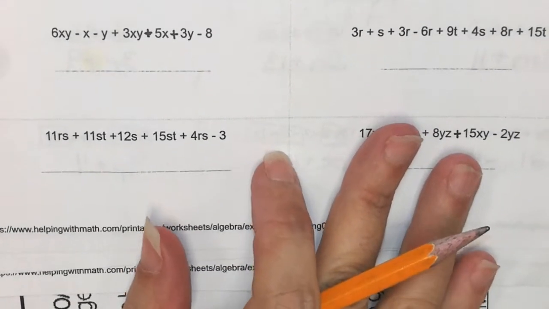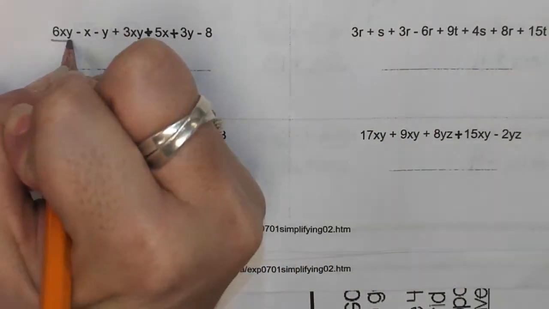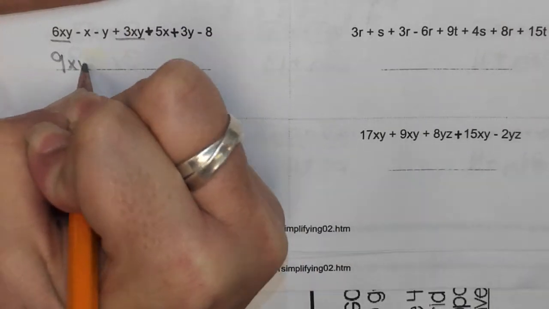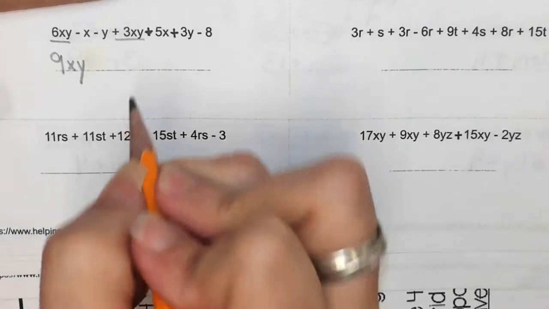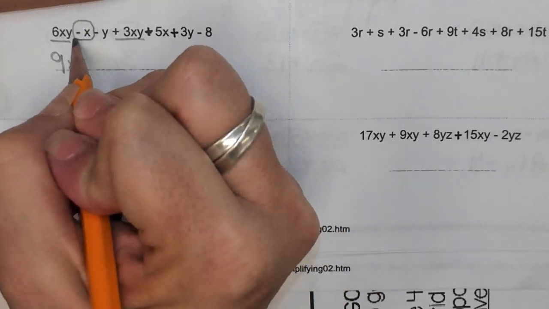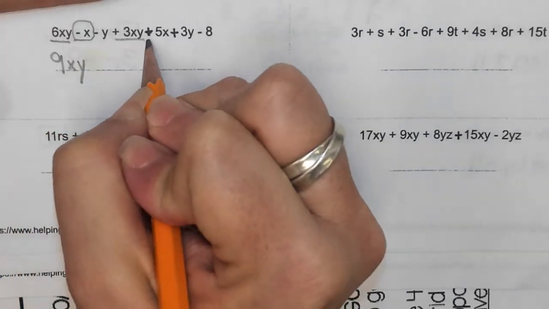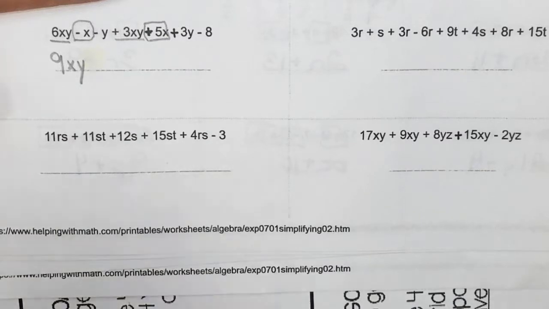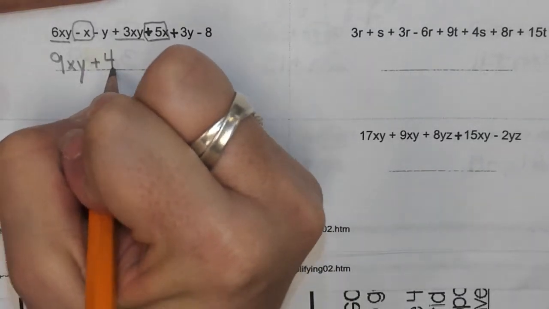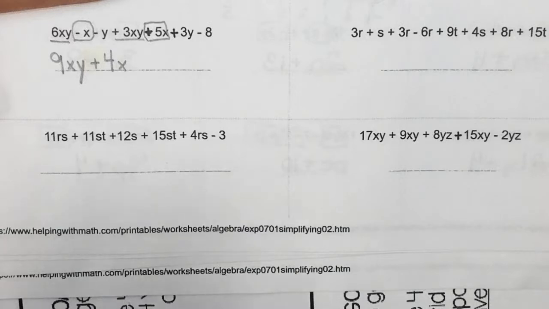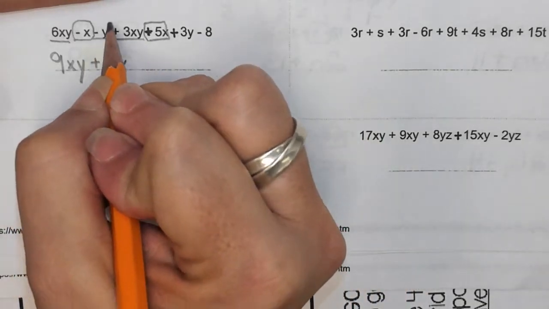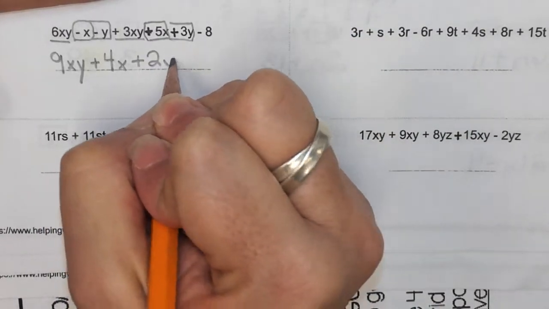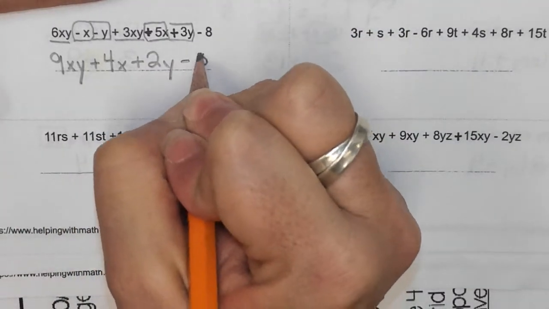Okay, looking at the next one. I have 6xy plus 3xy is 9xy. Now, I have negative 1x plus 5x. So if I'm at negative 1 and I add 5, it's going to be plus 4x. Negative 1y plus 3y is plus 2y, minus 8.